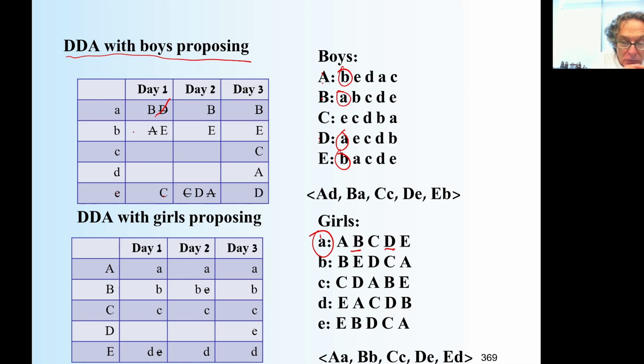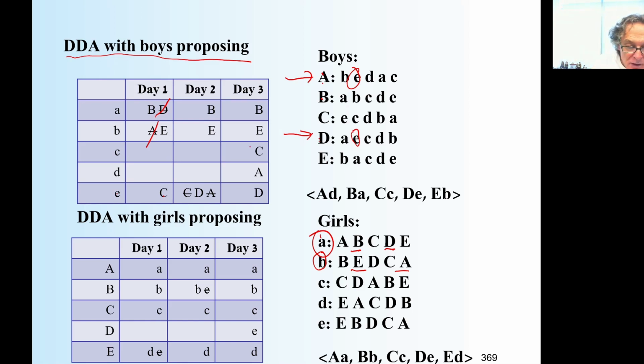Girl B has also a conflict, A or E. She likes E more than A, and she gets rid of A. Now, in the next day, the rejected boys, D and A, go to the second on their list. A was rejected by B and D was rejected by A. They both go to the same one.